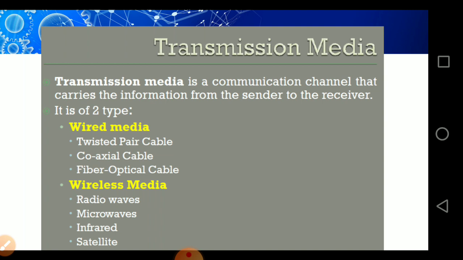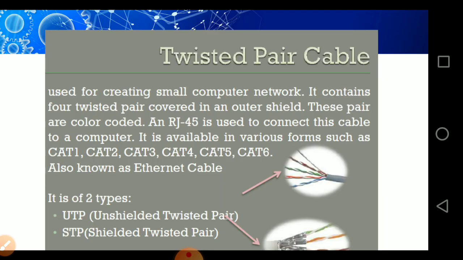Now coming to the transmission media, through which we are sending or receiving the data. Transmission media can be defined as a communication channel that carries the information from the sender to the receiver. It can be of two types, wired media and wireless media. Wired media means there should be a physical hardware connection between the sender and the receiver, whereas wireless media means there is no need for any physical wiring connections. It is wireless, just like the Wi-Fi you're using. Wired media are three types: twisted pair cables, coaxial cables, and fiber optic cables. Wireless media means radio waves, microwaves, infrared and satellite communications. We'll see them in detail.